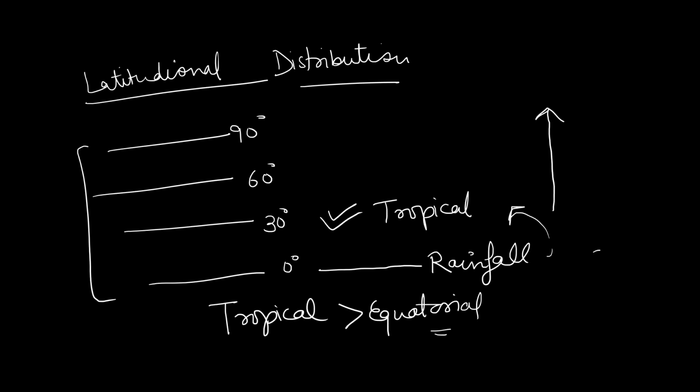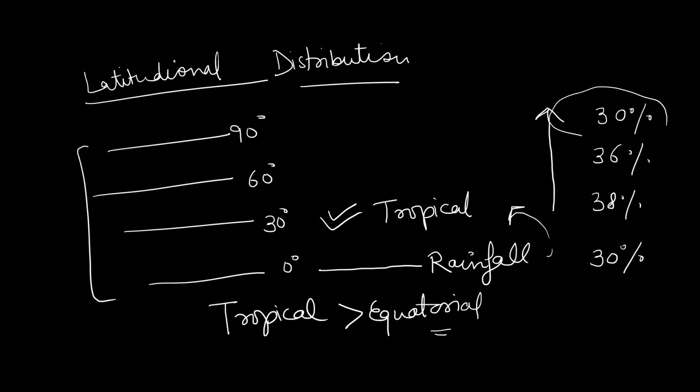Let us say that here salinity is 30%, here it is say 38%, then here it would be 36, and here it would be 30, for example. So the salinity of the polar regions is least, but the salinity of the tropical regions would be maximum, as there is a lesser amount of rainfall in the tropical regions compared to the equatorial regions.